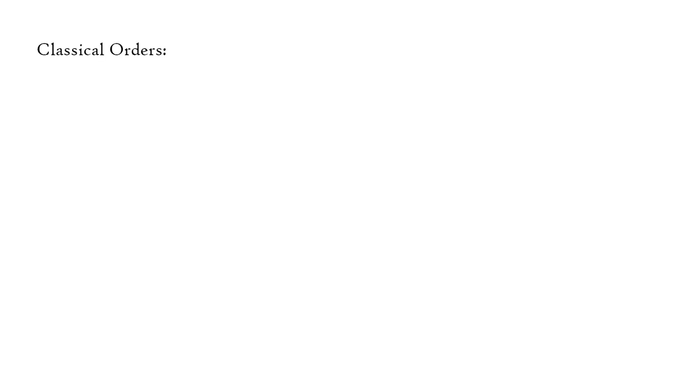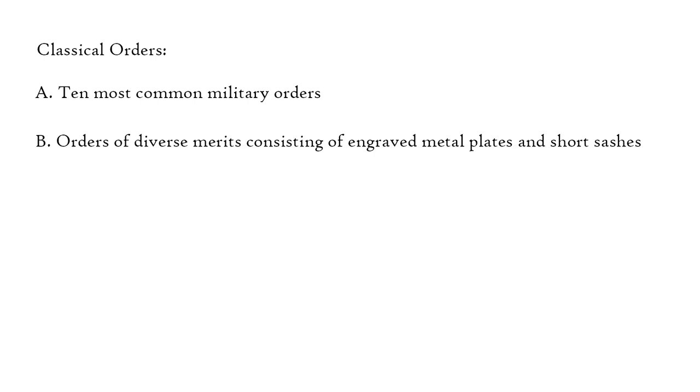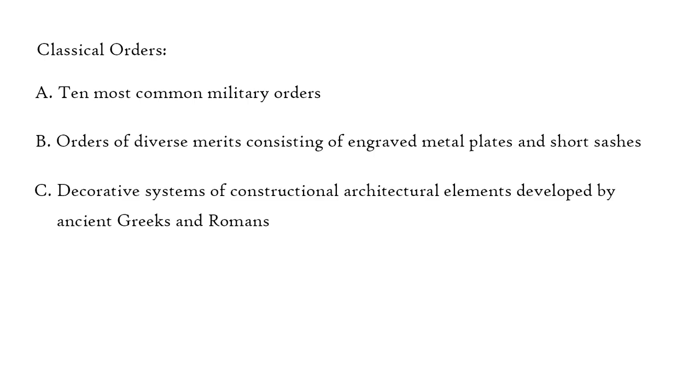Hi there! Today, with help of quick sketches, I'll explain the main features of classical orders. But first I should explain what the term classical orders actually means. What are classical orders? Decorative systems of constructional architectural elements developed by ancient Greeks and Romans. Now you know! The construction of buildings in ancient Greece is very simple.